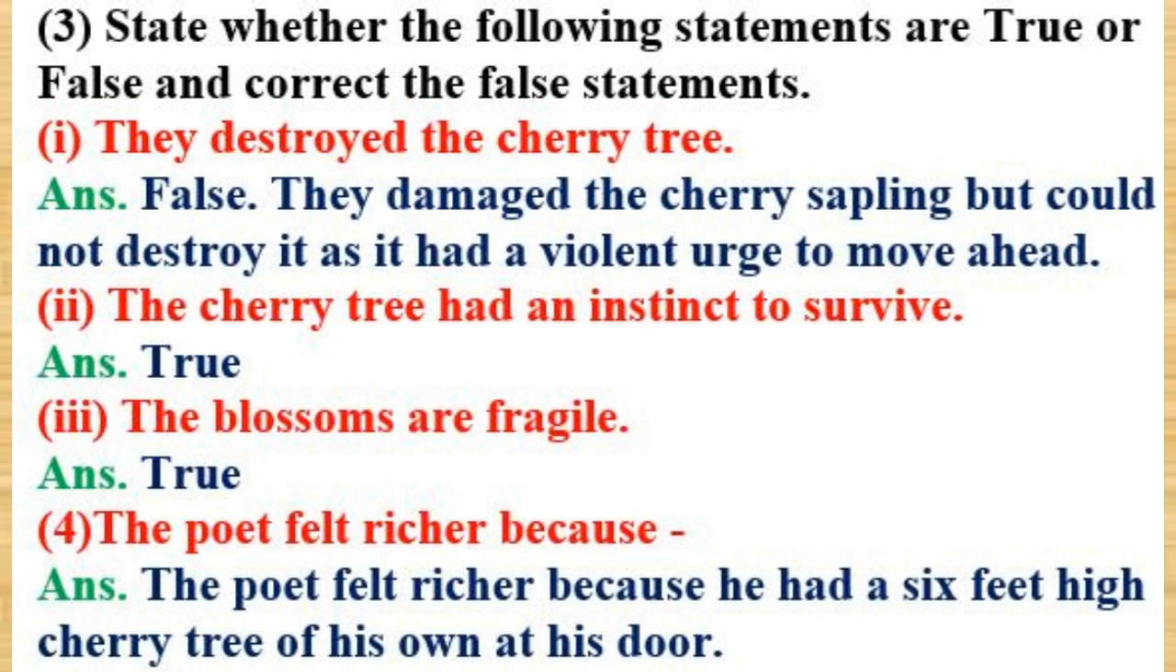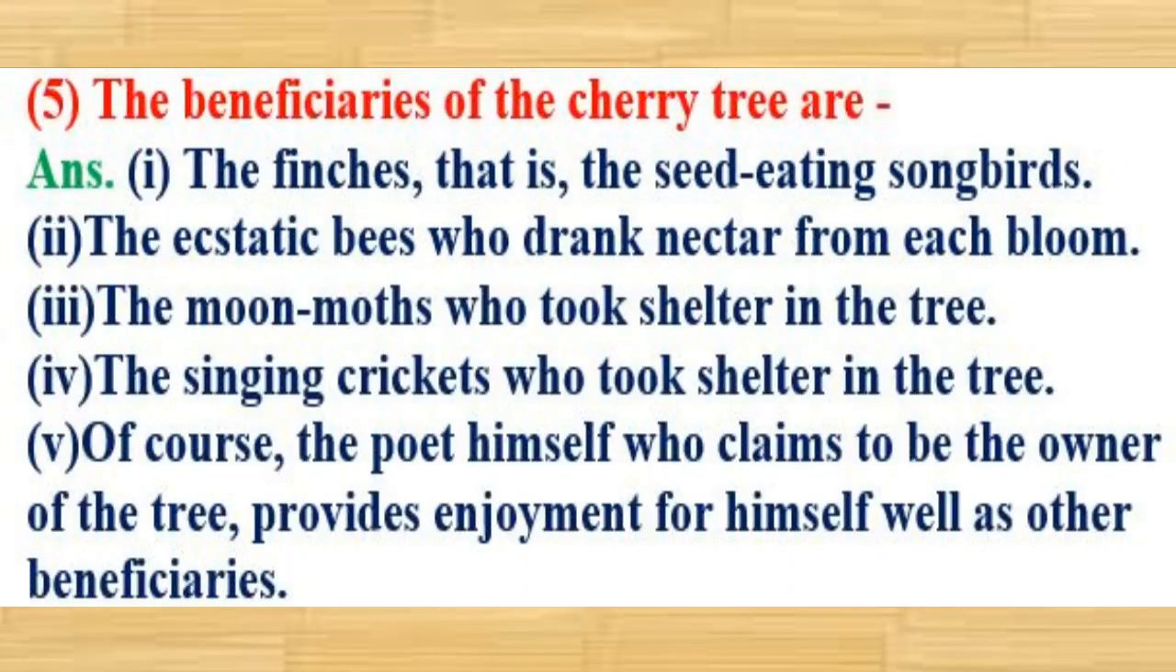Answer. True. Next question. The poet felt richer because. Answer. The poet felt richer because he had a 6 feet high cherry tree of his own at his door. Next question, fifth one. The beneficiaries of the cherry tree are, answer 1. The finches, that is, the seed eating sunbirds.